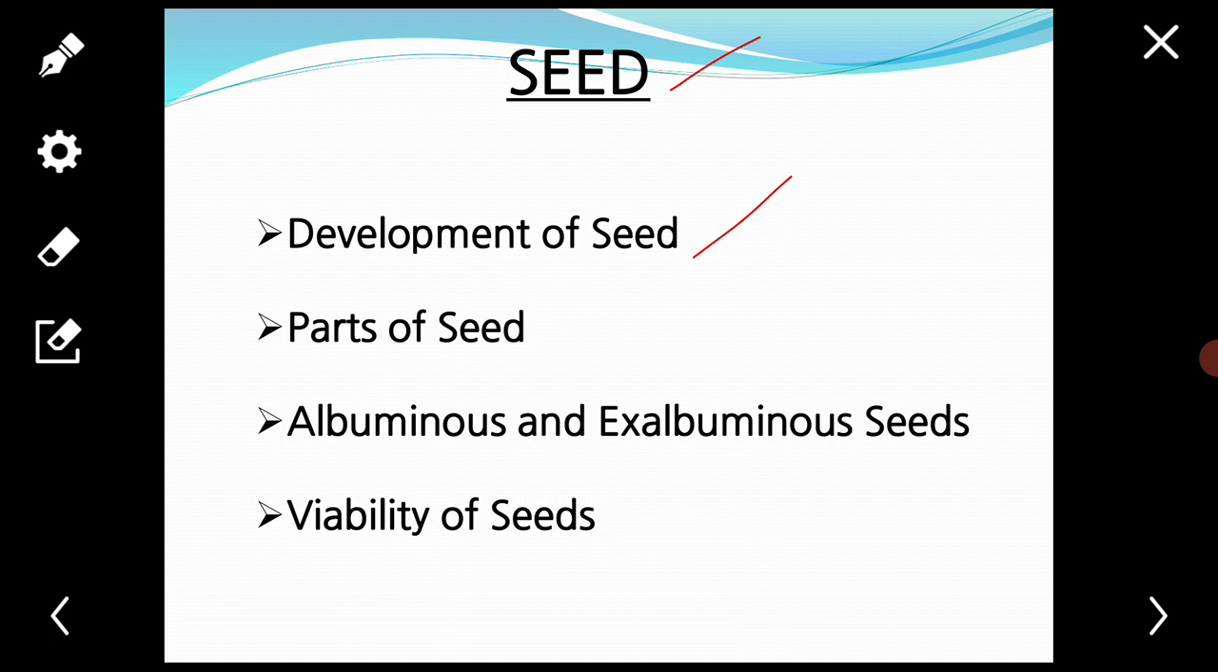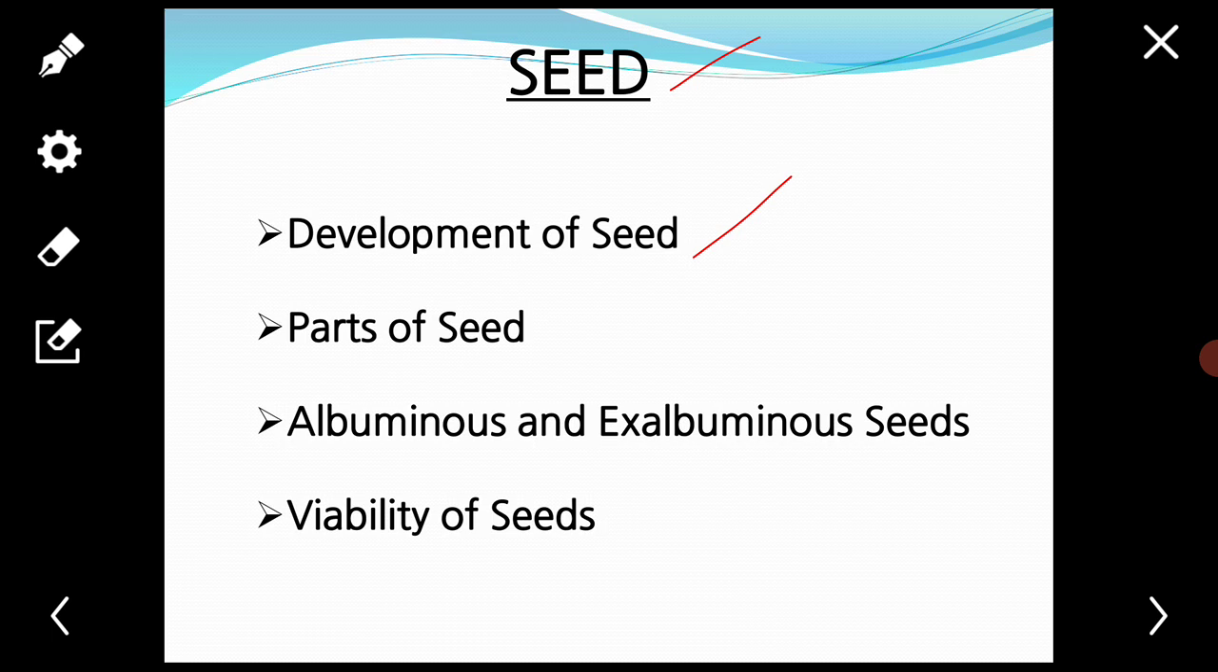Next, the micropyle remains in the form of a fine pore on the surface of the seed. The funicle is transformed into the stalk of the seed, and the hilum marks the point of attachment to the stalk.